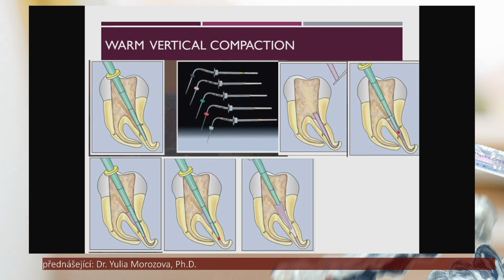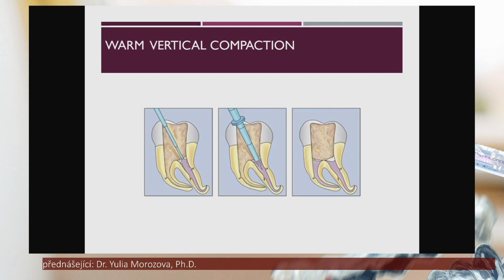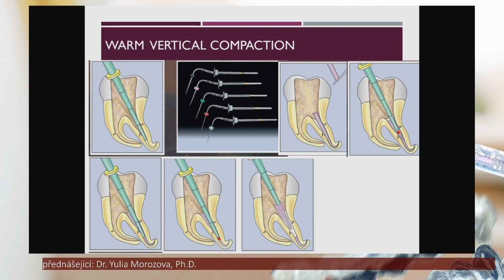The next method is warm vertical compaction, which can also be used for root canal filling. In this case, first of all, we should seal the apical part of the normal so-called gutta percha.